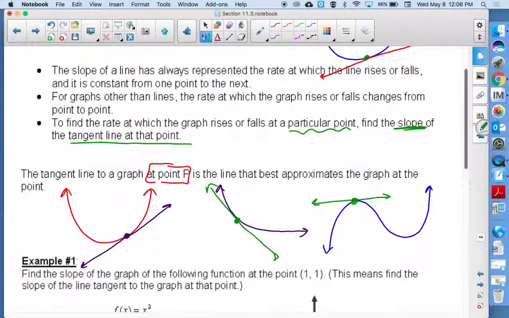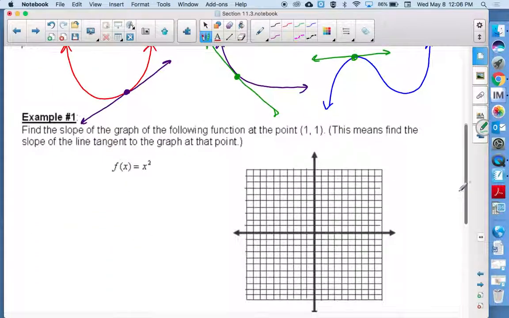So today we're going to see about analyzing slope of the curve, specifically just looking at the slope, which is one small concept that becomes a big concept in calc. But we're going to kind of take it piece by piece. So the question says, find the slope of the graph of the following function at the point 1, 1.